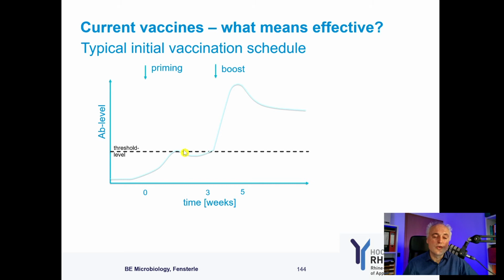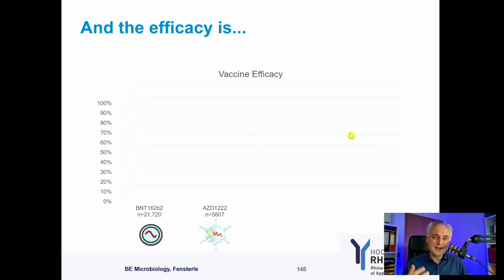However, this is small, and it's likely that this is not so long lasting. So therefore, this boost is, of course, required. And then you're here. So this is how these vaccines work in principle. So the vaccine efficacy, of course, is the thing you want to know. You can predict a lot, but at the end, what matters are the clinical data. So you need to vaccinate the people, and you need to have a look at that.